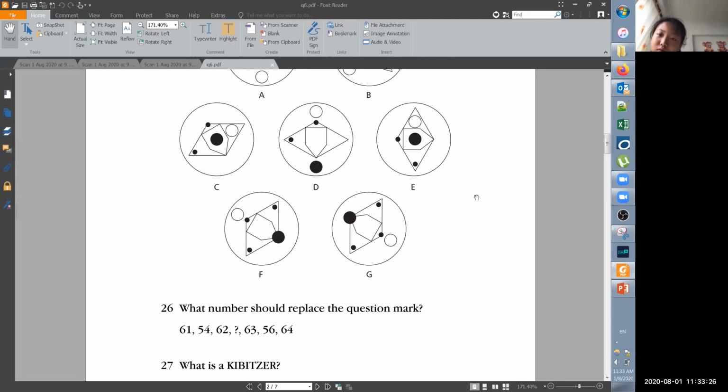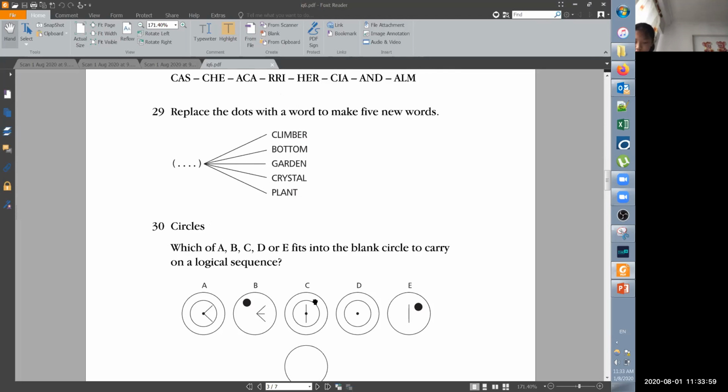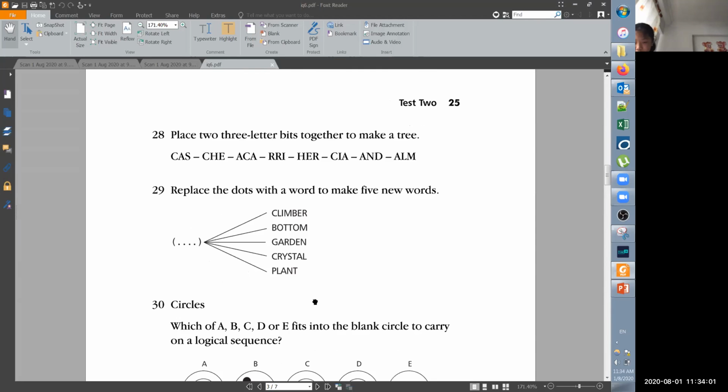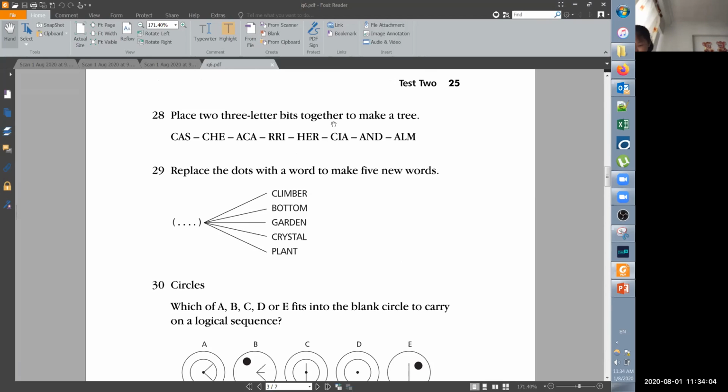Good, B is the odd one out. Now, what number should we place at the question mark? 问号这里应该是什么？55。为什么？Okay, please write it down. Very good. So 61, 62, 63, 64. So it's 54, 55, 56. Very good. Next. 27 不用英文。28 places 2, 3 a bit together to make a tree. No need.